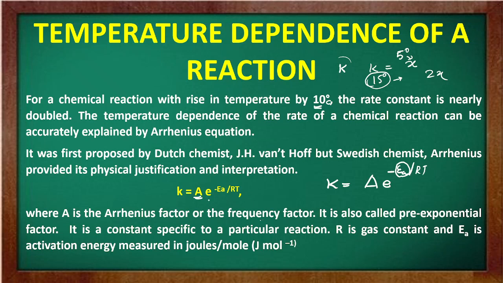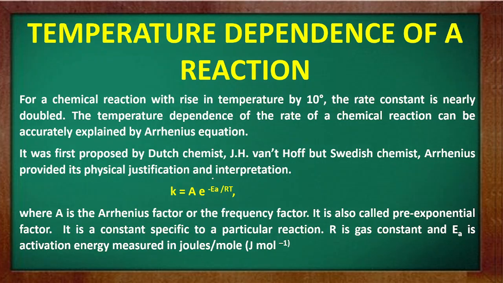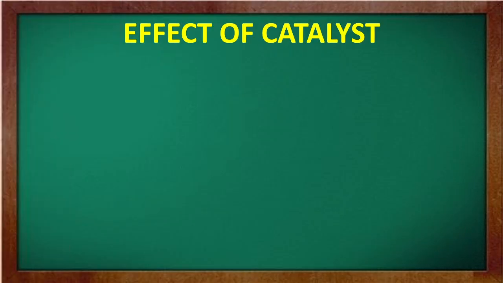It is also known as a pre-exponential factor. It is a constant specific to a particular reaction. R is your gas constant and Ea is the activation energy, which is measured in joules per mole. So this is your temperature dependence of a reaction, where K is equal to A e to the power minus Ea by RT. Now, next is your effect of a catalyst.